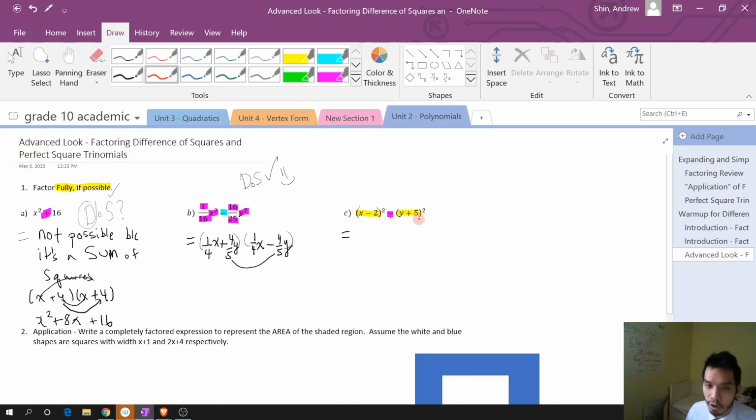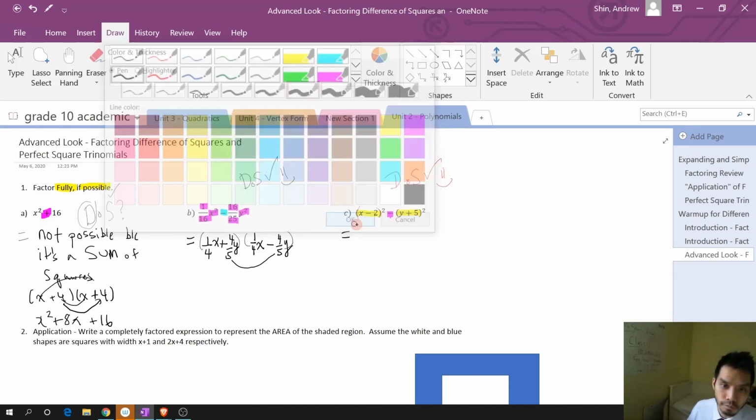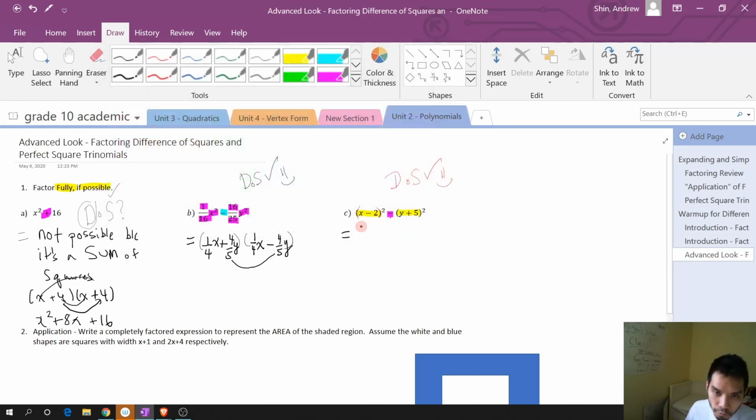Y itself is not a square. 5 itself is not a perfect square. But because it's bracketed and the whole thing is squared, that means this whole thing is a perfect square. So this is actually a difference of squares. And because it's a difference of squares, we can apply our factoring technique to this. We write out brackets, and I'm going to bring out big square brackets to differentiate.